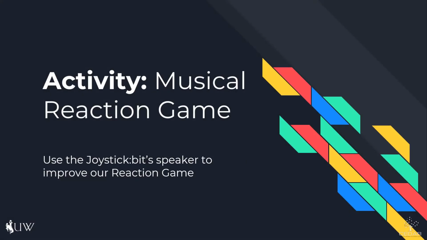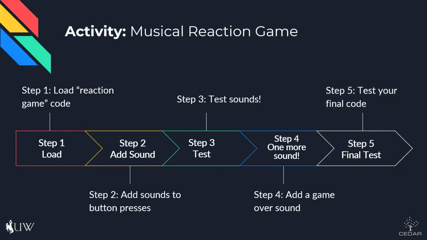This activity is called Musical Reaction Game. We're going to use the joystick bit's speaker to improve our reaction game by adding sound. We're going to do this in 5 steps. First, we'll load our reaction game code from yesterday. In step 2, we'll add sounds to our button presses. Then for step 3, we'll test those sounds. In step 4, we'll add a game over sound. And step 5 will be a final test of our code.